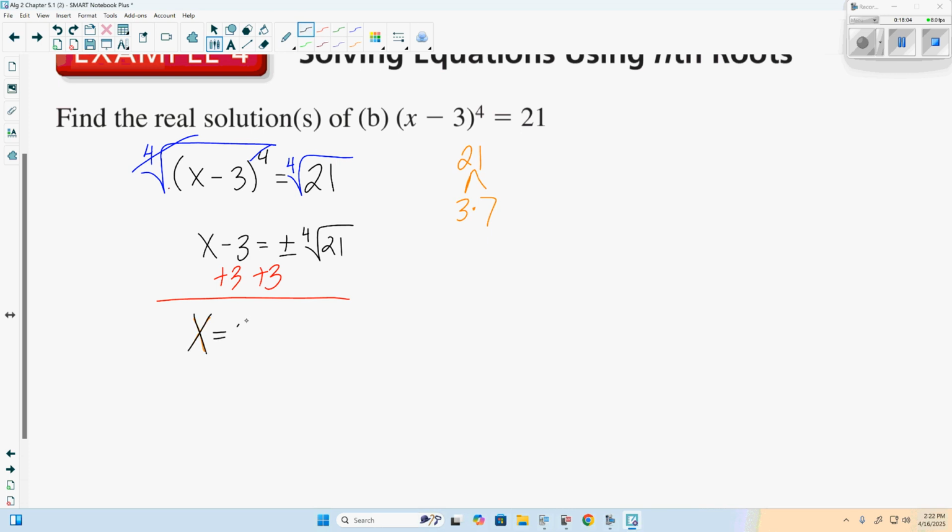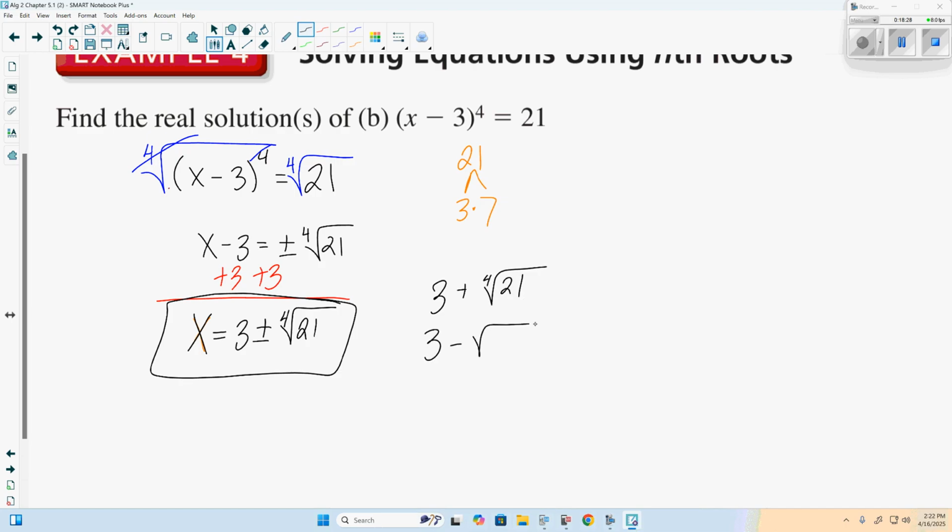So x equals 3 plus or minus the fourth root of 21. We'd want to put the 3 in front because of the plus or minus. Because really what we're saying is that we have 3 plus the fourth root of 21 and 3 minus the fourth root of 21. And it's more based off of number theory than anything else why we'd put it first.